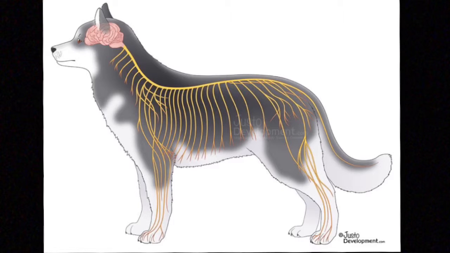The last set of nerves is the autonomic nervous system. This system arises from the central nervous system and contains nerves which control involuntary movements of organs such as the stomach, intestines, heart, blood vessels, and endocrine glands. Dogs have no voluntary control over the autonomic nervous system. It functions automatically.